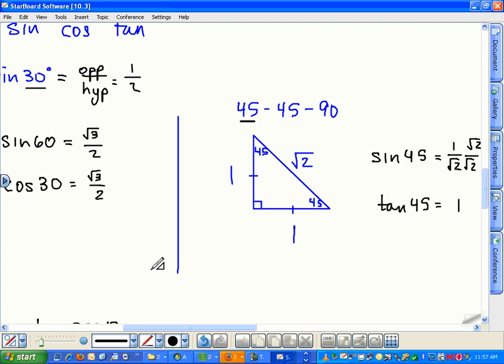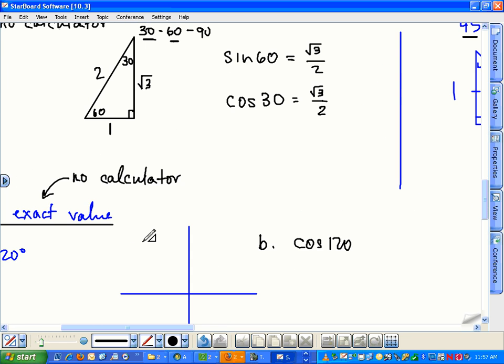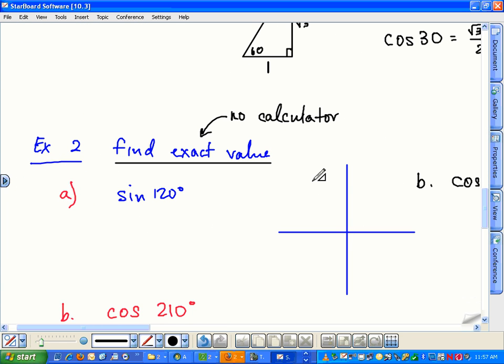Now, why did we just learn about reference angles? Here's why. And we only have about 10 minutes left, so. Remember, find the exact value means no calculator, but 120 degrees wasn't part of one of those triangles, one of those 30, 60, 90, or 45. But reference angles will help greatly.